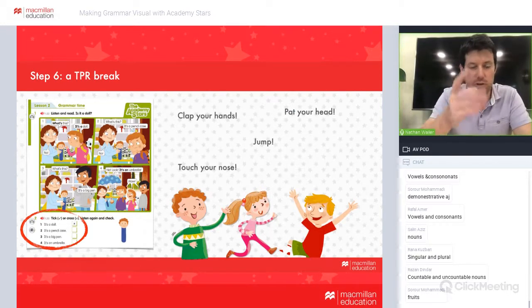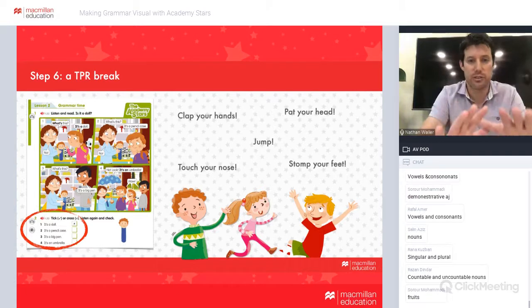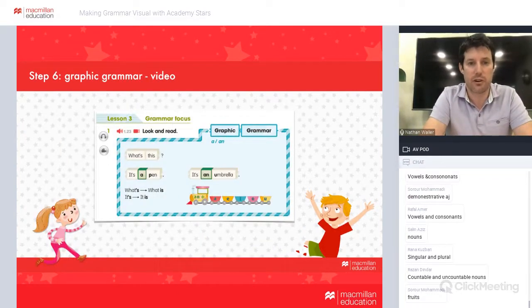So they're concentrating and they have to actually do something. Patting your head is another one. Stomping your feet, yeah. In class, obviously a famous one. Stomp your feet and then use it as a way of calming them down. So TPR is a great one.